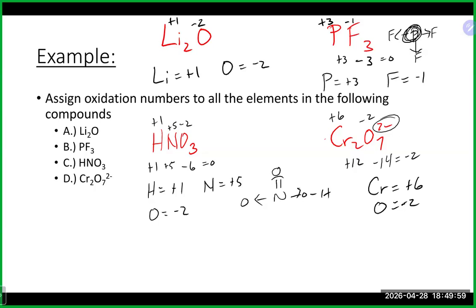Any questions on assigning oxidation states? This is really important outside of balancing and redox, especially when we get into galvanic cells, to understand how to assign oxidation numbers and understand who's being oxidized and who's being reduced. Really important for that part of it. Any questions? All right, we will lay it up there for today.